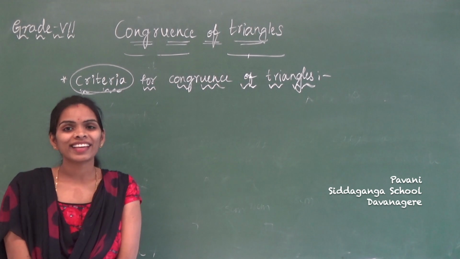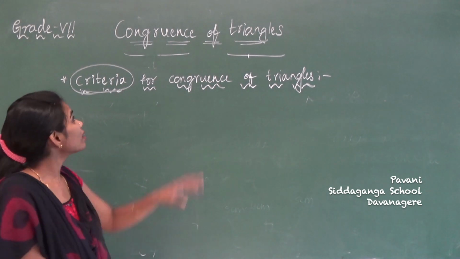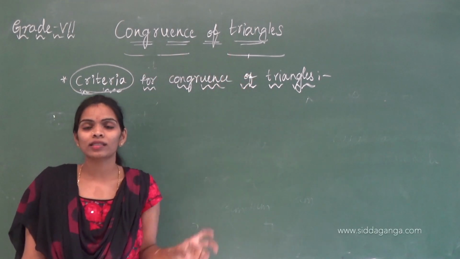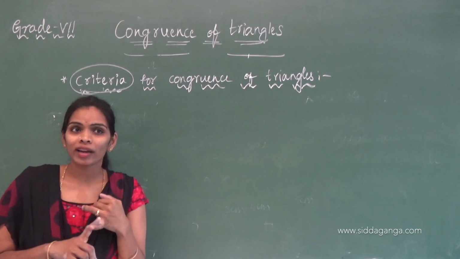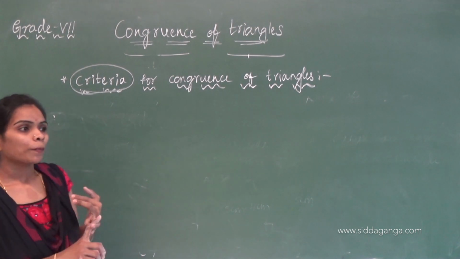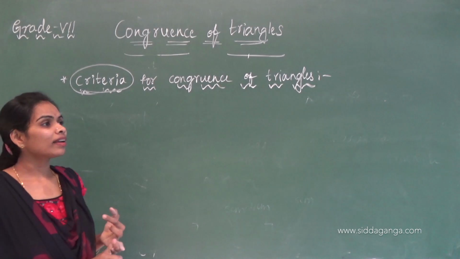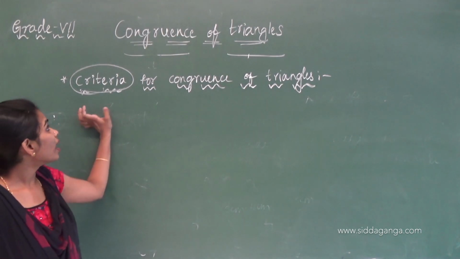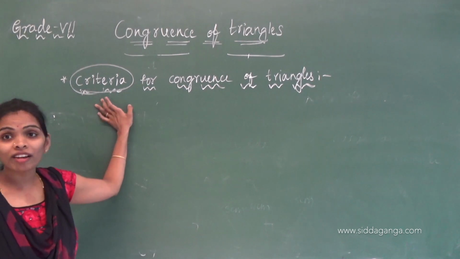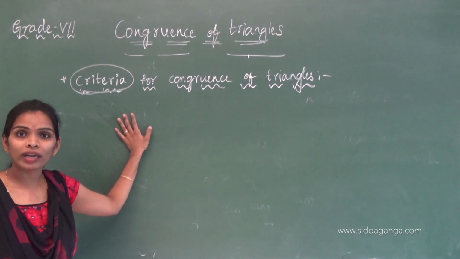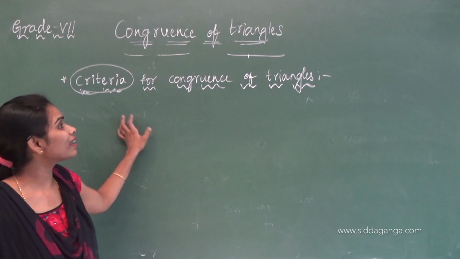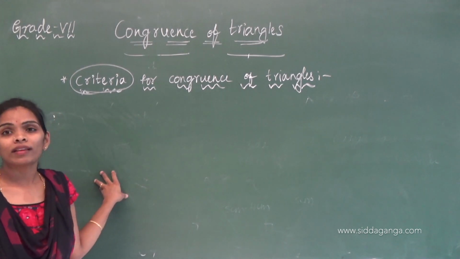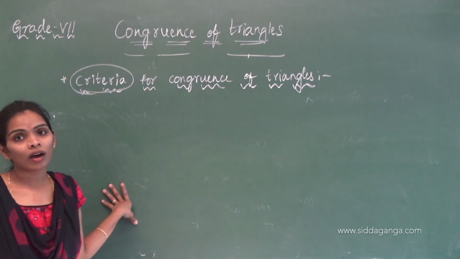Hello children, in yesterday's class we learned what congruent triangles are: congruent lines, congruent angles, like that we learned. But now, other than the superimposition method, we have another method to tell whether the given triangles are congruent or not. Here some criteria are there to tell whether the given triangles are congruent or not.